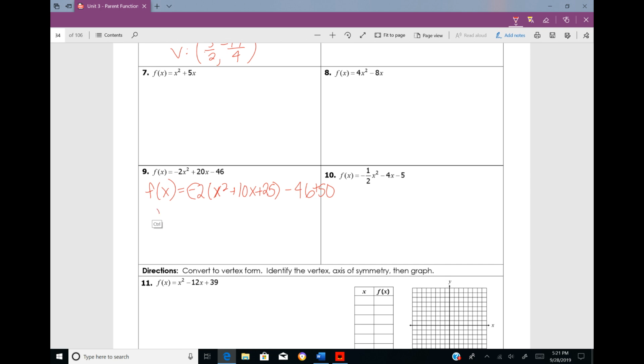And then that means that this is negative 2 times x plus 5 squared plus 4. So our vertex is at negative 5, 4.